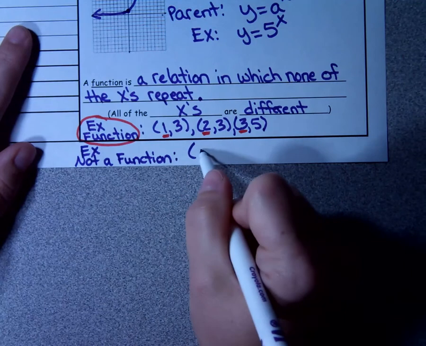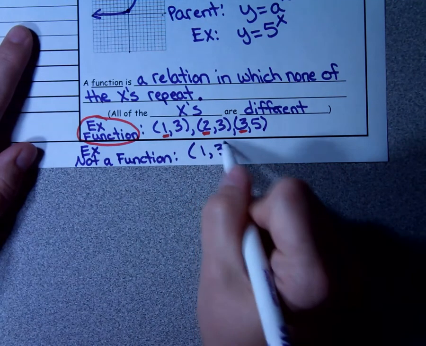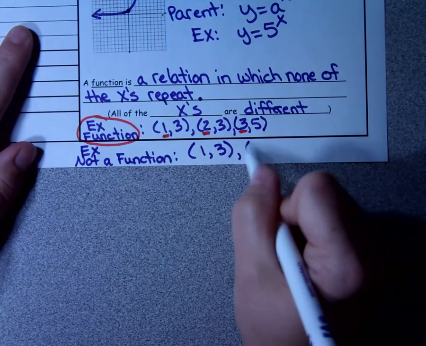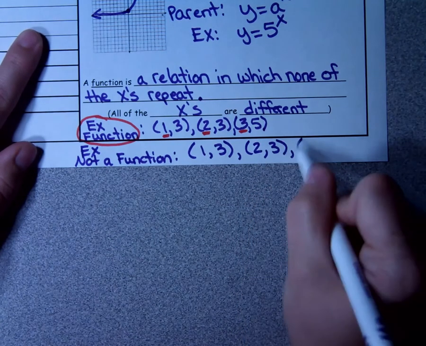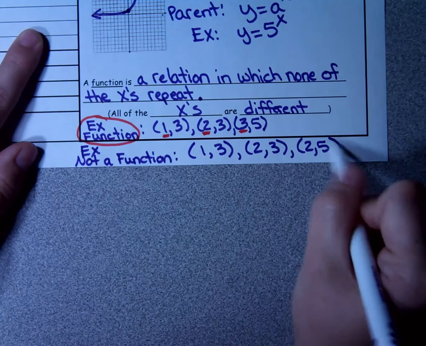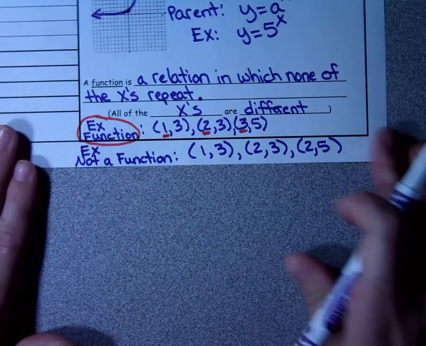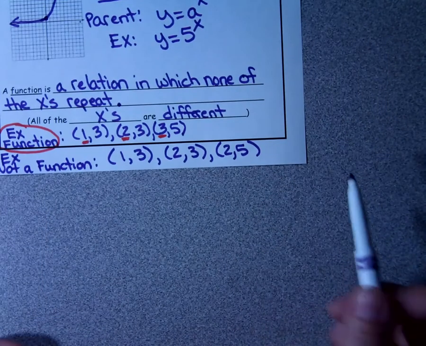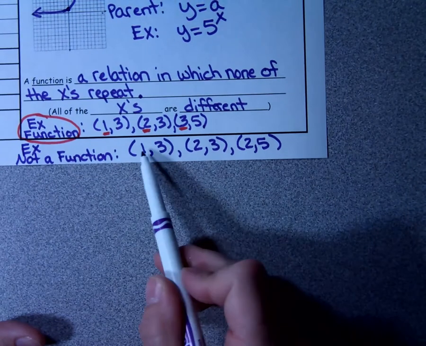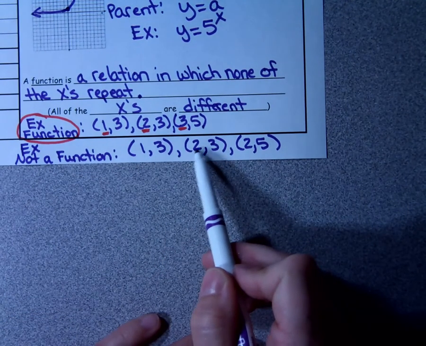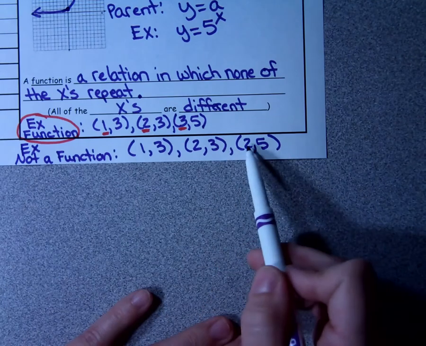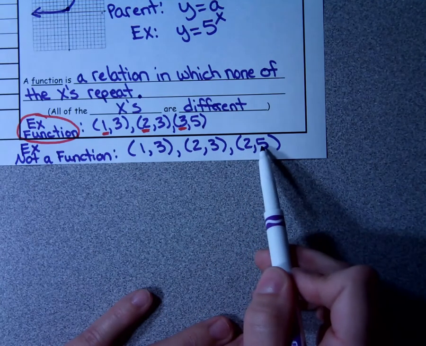We might have the point (1, 3). We might have the point (2, 3). And we might have the point (2, 5). And let's think of this in terms of McDonald's also. So someone orders a number 1 meal and it costs them $3. Someone else orders a number 2 meal and it costs them $3. And someone else orders a number 2 meal and it costs them $5.